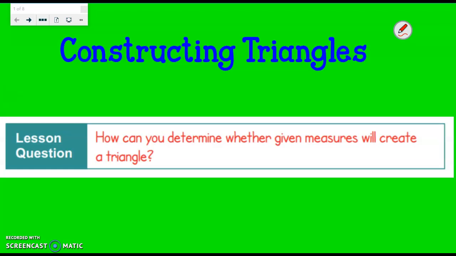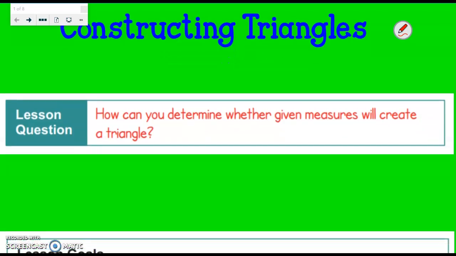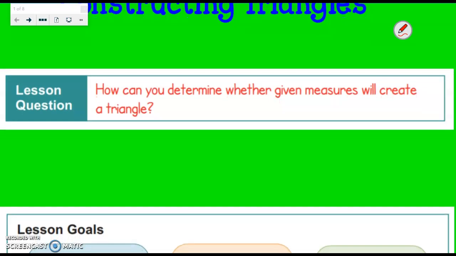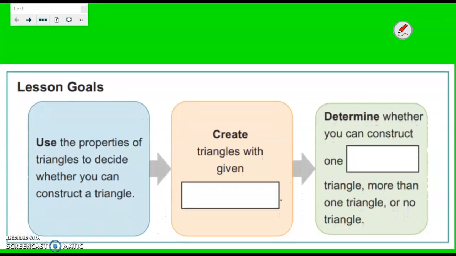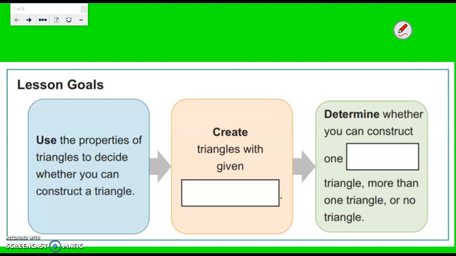So I'm going to go through some of the key terms that you need to know and break it down so hopefully your lesson will be easier. So how can we determine whether given measures will create a triangle? Our lesson goals: we're going to use the properties of triangles to decide whether you can construct a triangle.